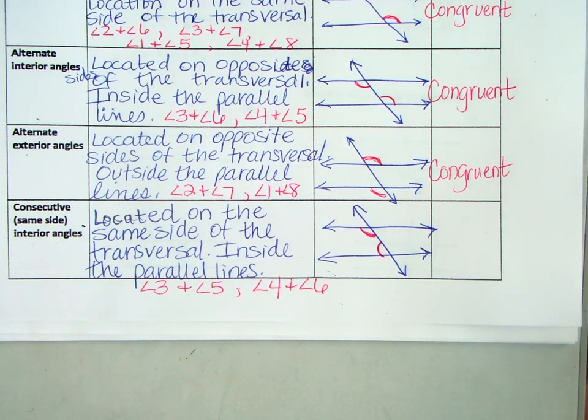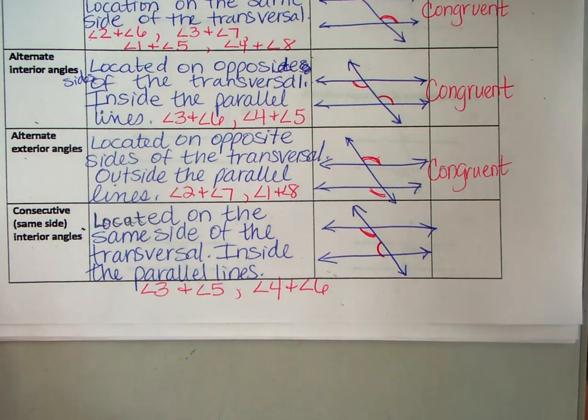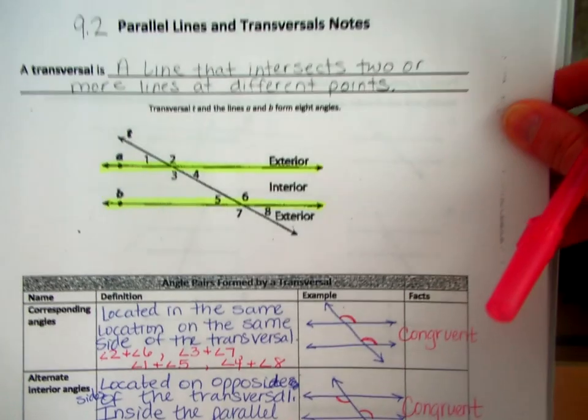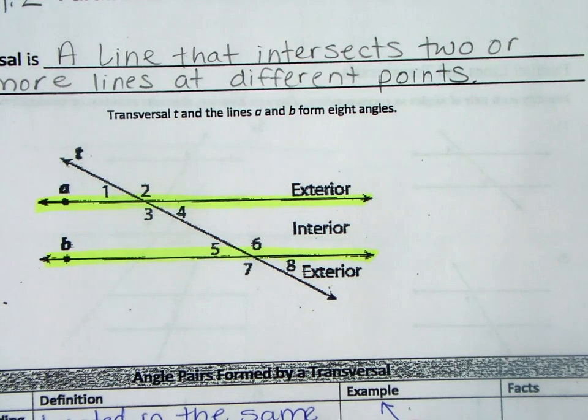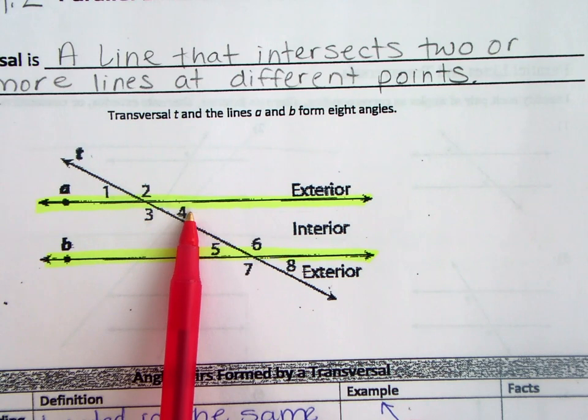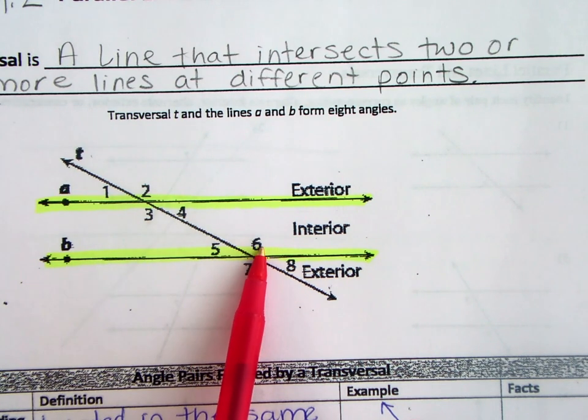Now, looking at angle 4 and angle 6, do those look like they would be congruent? They look like they would match up? No. In fact, 4 is more of an acute angle, right? Less than 90, whereas 6 is going to be an obtuse angle, greater than 90. These types of angles have a different relationship. We say that they are supplementary.